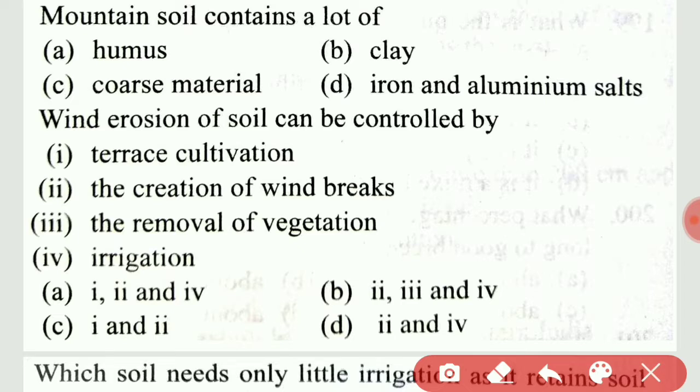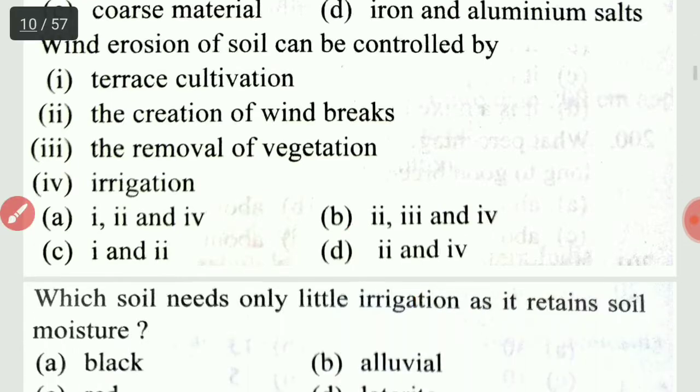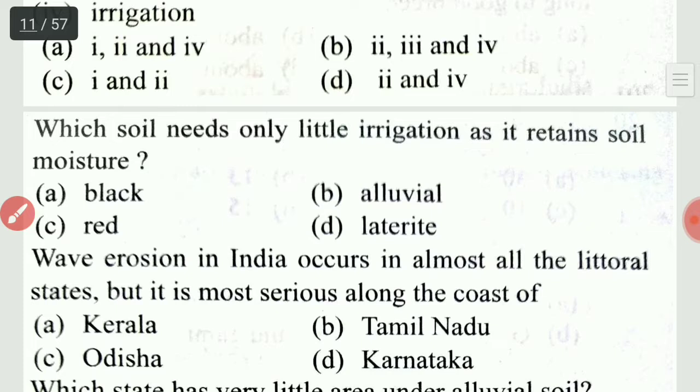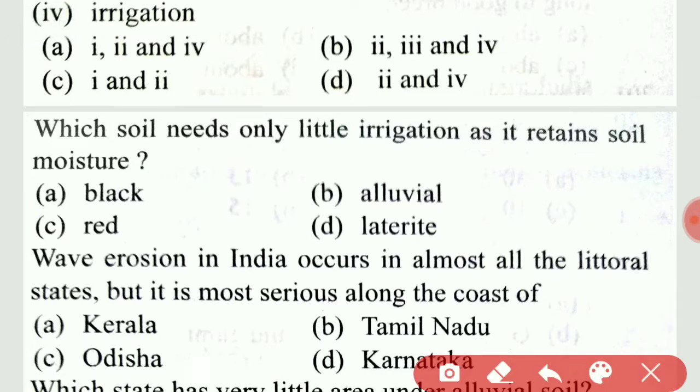Right option is option D, 2 and 4 is correct. Next, which soil needs only little irrigation as it retains soil moisture? Right option is option A, black soil needs only little irrigation as it retains soil moisture.